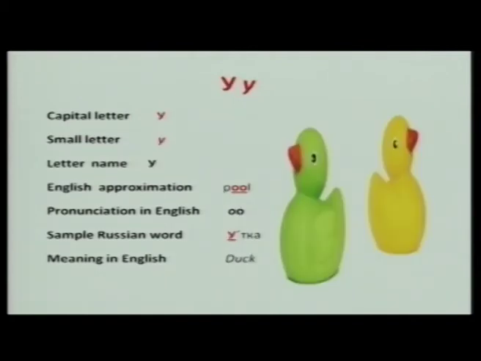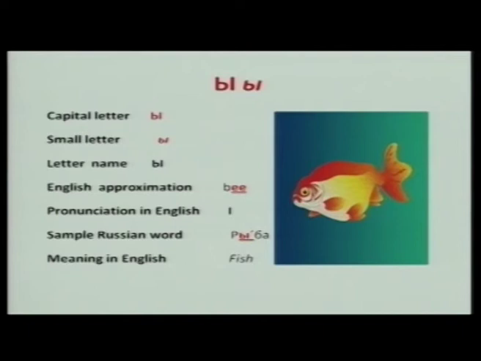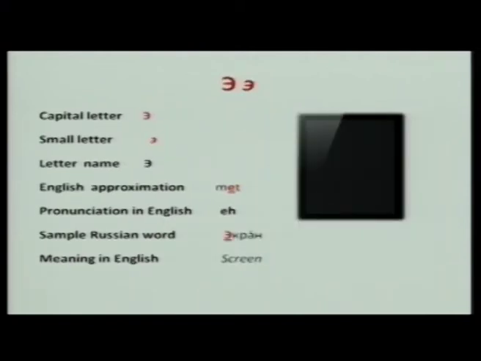The next vowel is U, as in pool. I will give you a Russian word for this, utka, which means duck. Ui, as we have already told you, there is no equivalent of ui in any other language. So, for understanding and pronouncing this particular letter, you need to practice more and more. Let us pronounce it once again, ui, like in bui, or in a Russian word for this, ruiba, which means fish.